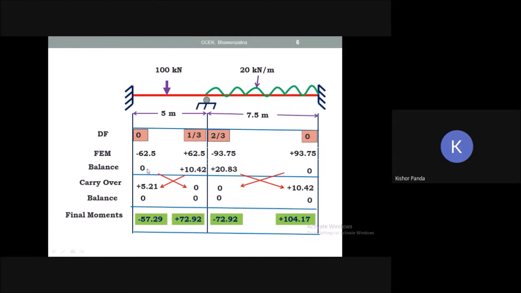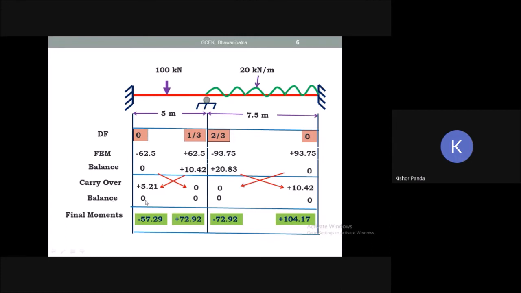Here the moment is 0, and here the moment is 10.42, and half of this moment will carry over to this side. This is 10.42, so here this is 5.21. Similarly, here 20.83, so half of this moment will carry over to the other end of the member, 10.42, and here this is 0, so here this is 0. So this is the carryover of the moment.